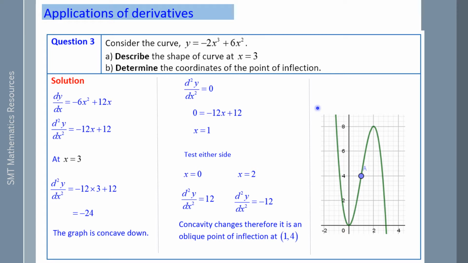Just have a quick look at the graph here. At x = 3, that graph there is concave down. At x equals 1, which is here, that's an oblique point of inflection where a concave up meets a concave down.